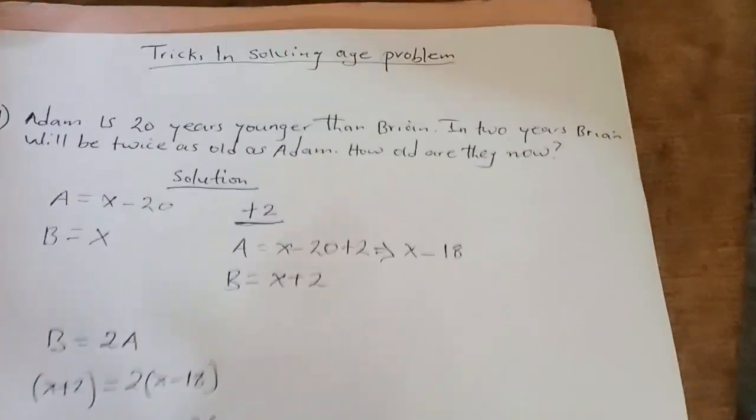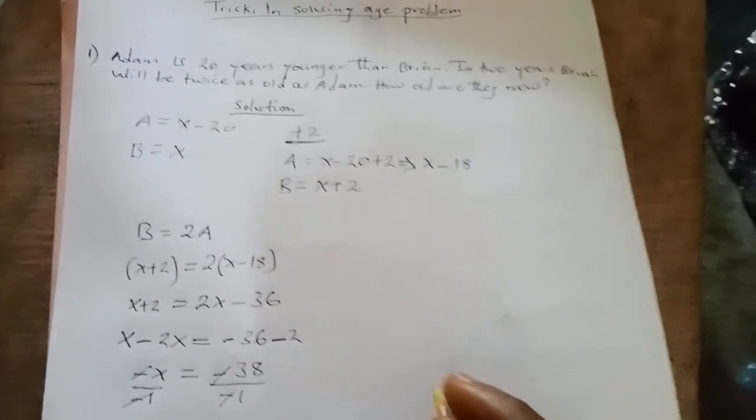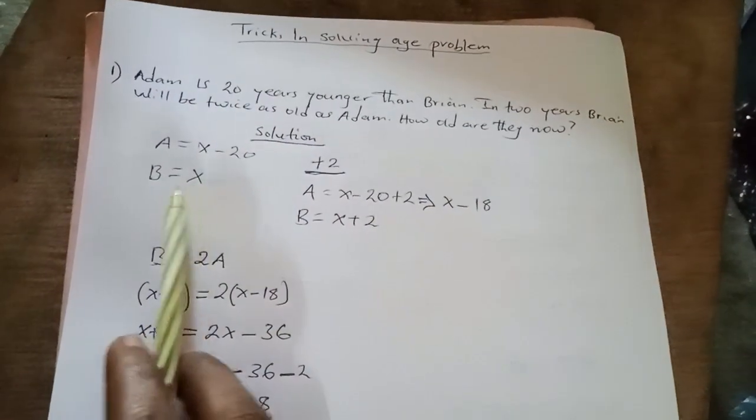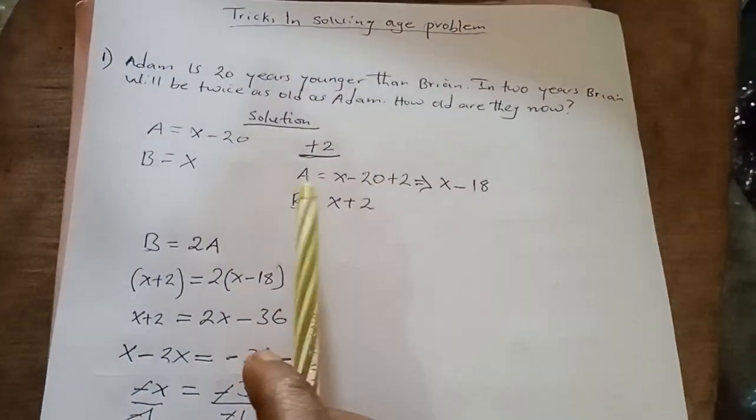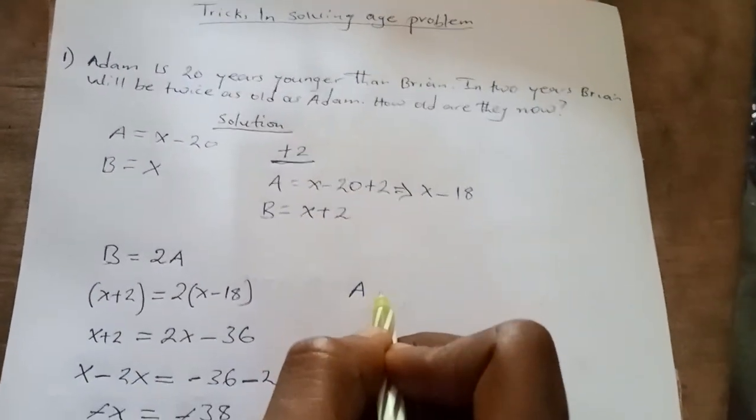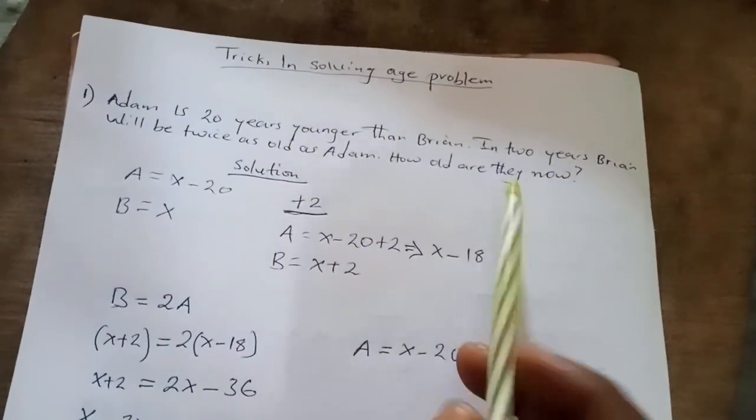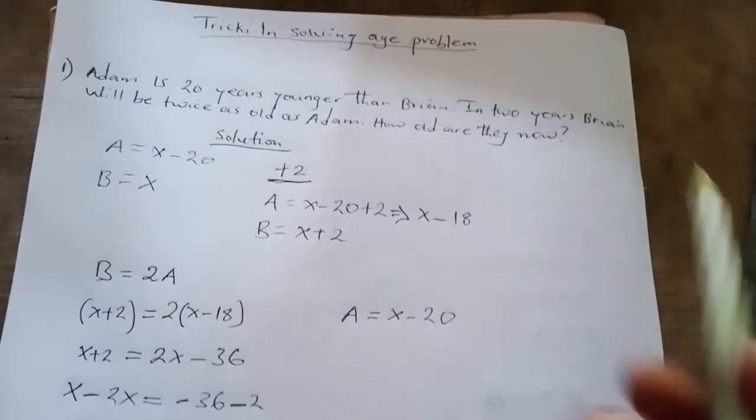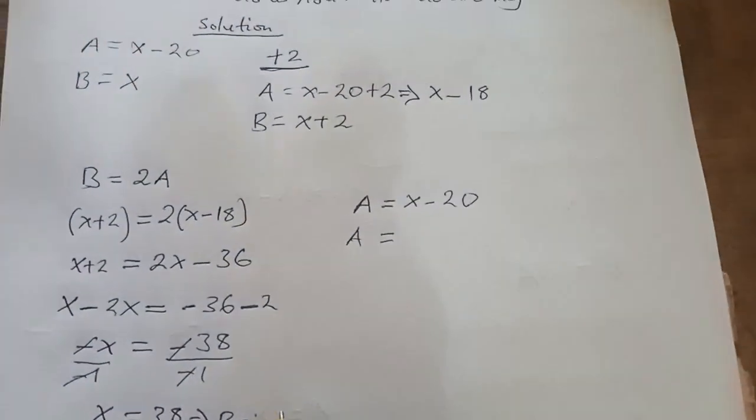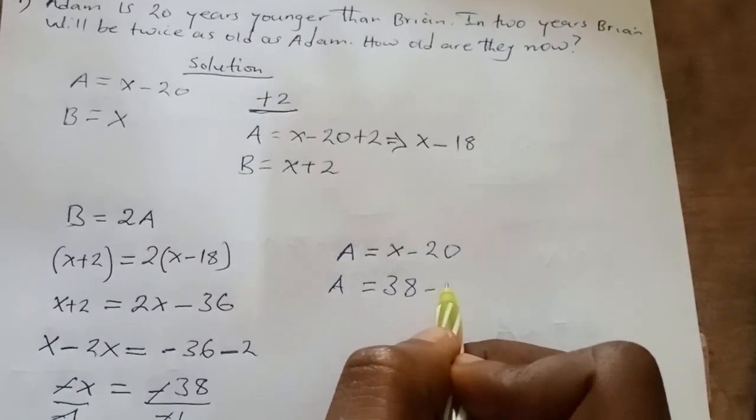Okay, now the next thing is for us to find Adam's age, right? But it shouldn't confuse you. We have Adam's age in 2 years and we have Adam's age from the usual stage, right? So we're not going to consider it in 2 years' time. We're going to consider it from the usual stage, which is Adam's age. It equals x minus 20, because they say that in 2 years Brian will be twice as old as Adam, right? So the value for x here is 38, which is Brian's age, 38 minus 20.